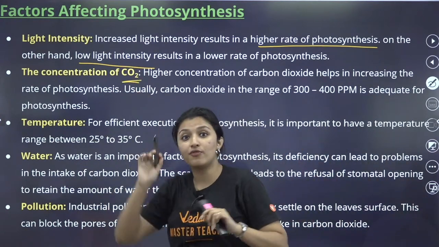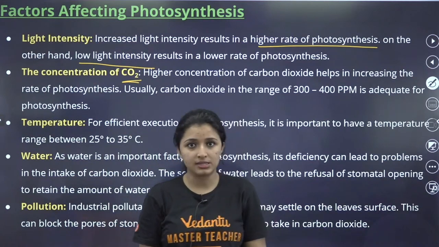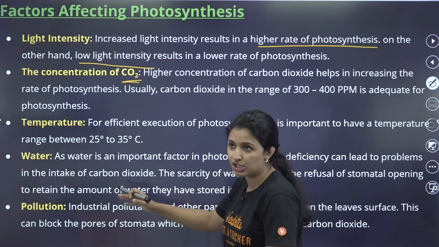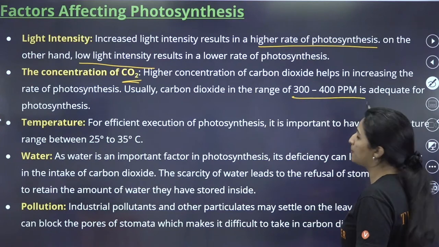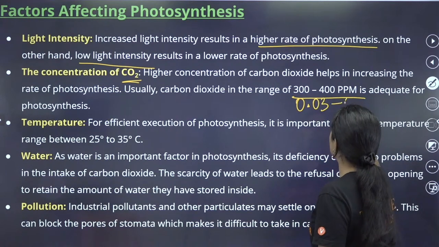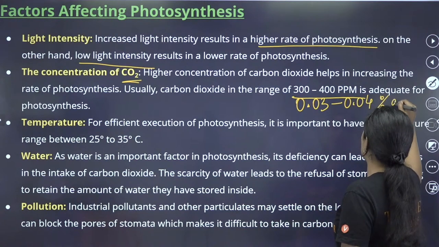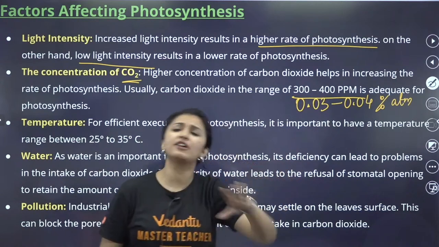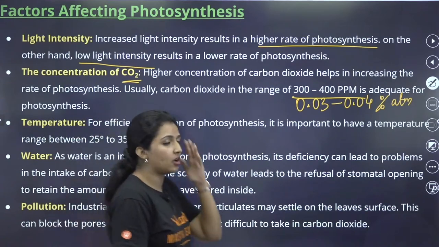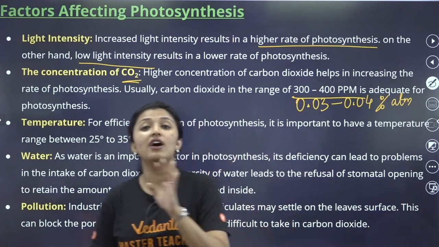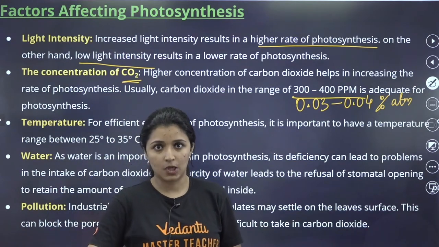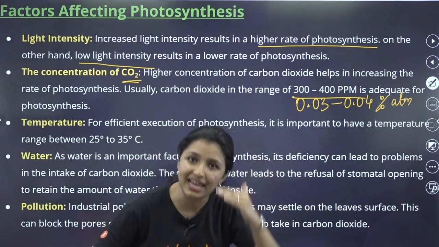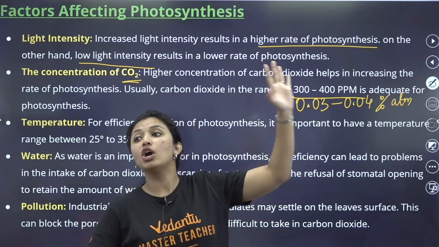Then, concentration of carbon dioxide. We have understood that carbon dioxide is very important for plants, because Rubisco has to find carbon dioxide to do photosynthesis. So, there should be a good concentration. Usually carbon dioxide is in the range of 300 to 400 ppm, that is 0.03 to 0.04% in the atmosphere. That much carbon dioxide is okay for the plant. 400 ppm is perfect for plants. If you increase it more than that, the plant will also get tired. If it goes above 500 ppm, the plant cannot survive. It becomes too much for the plant. So, 300 to 400 ppm is the perfect concentration of carbon dioxide. If it is too low, photosynthesis is less. If it is too high, photosynthesis is also less.